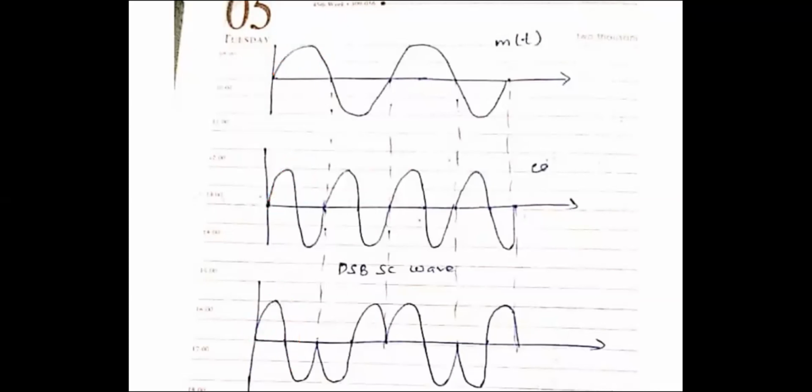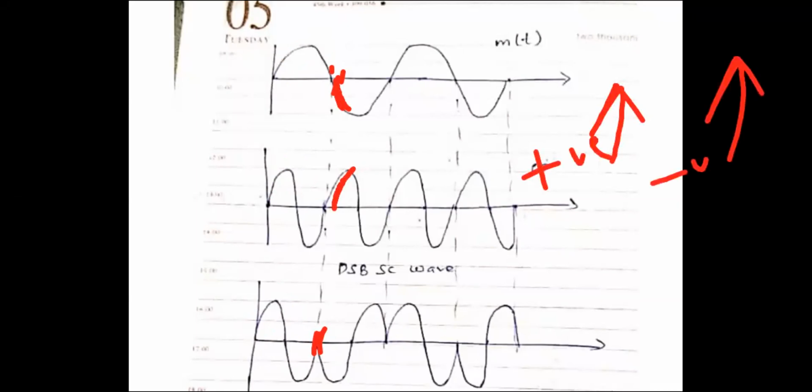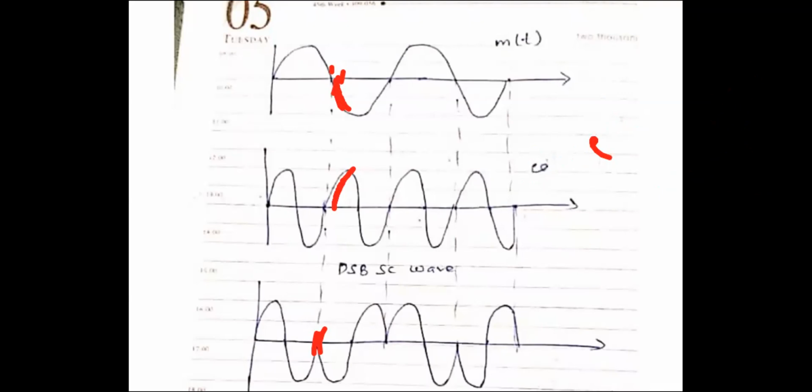Now exactly at 0, definitely both will be 0. The question arises: after this, is the waveform going to increase or decrease? Say one is increasing positively and the other is going in the negative way, increasing negatively. Then the result will increase negatively. That's why the waveform goes downward, not in this way. This is the concept of zero crossing.